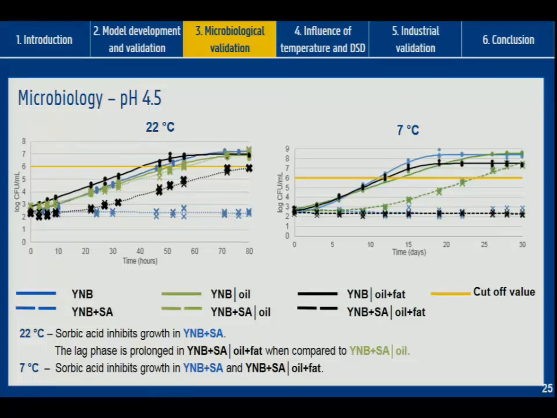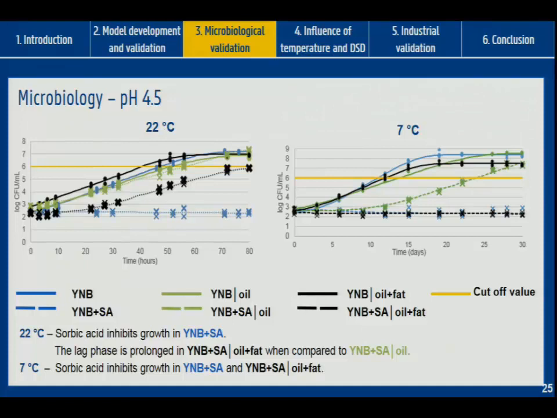So the full lines always represent system without sorbic acid, and the dashed lines represent systems with sorbic acid. The blue lines are only microbiological media. The green lines were microbiological media covered with oil, and the black lines were microbiological media covered with a mixture of oil and fat. The yellow line is a cutoff value or a spoilage value, which was chosen to be at 10 to the power of 6.